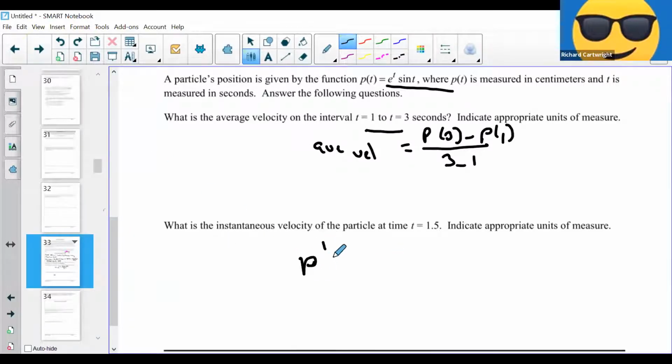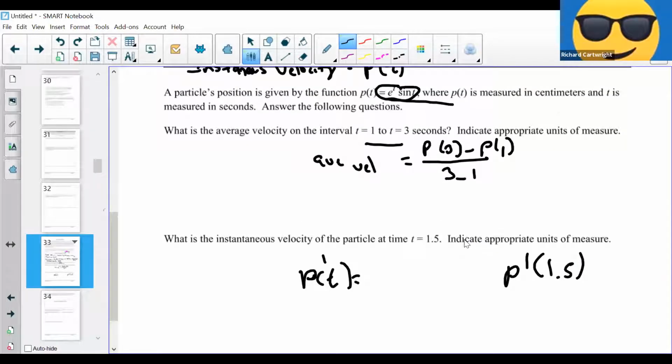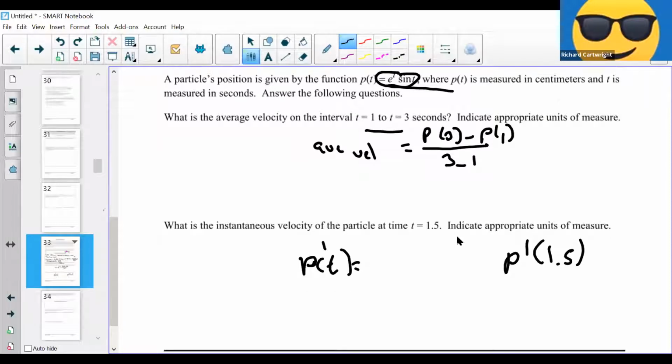P prime of t would be the derivative, and be careful because it's got a product rule here. You're going to have to do a product rule. And then I really want P prime at 1.5. What is the instantaneous speed at 1.5, whatever that meant, seconds, units, whatever. Up in the problem, he called it centimeters per second. So you would use centimeters per second.